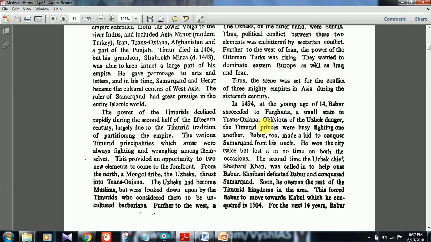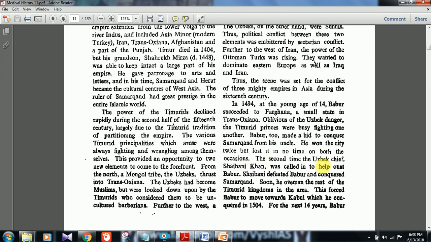Oblivious of the Uzbek danger, the Timurid princes were busy fighting one another. Babur too made a bid to conquer Samarkand from his uncle. Okay, so if you see, these are all relatives only. Someone's uncle will be there, someone's father will be there. So you don't need to learn all these things by heart. Just know that there were conflicts among themselves. He won the city twice, but lost it in no time on both occasions.